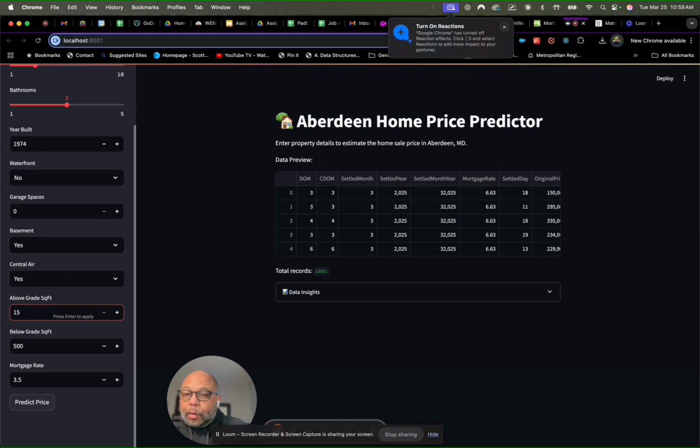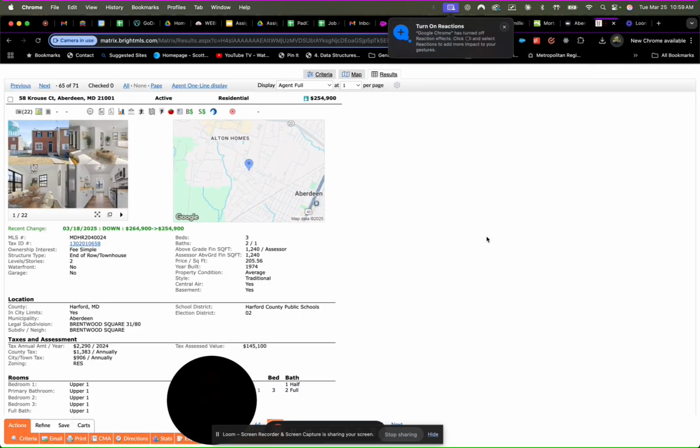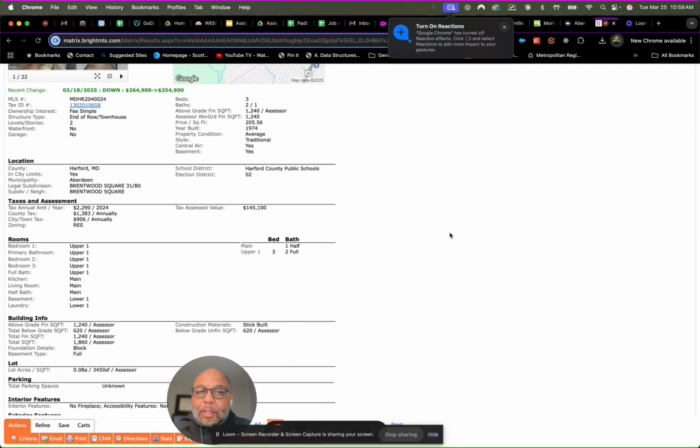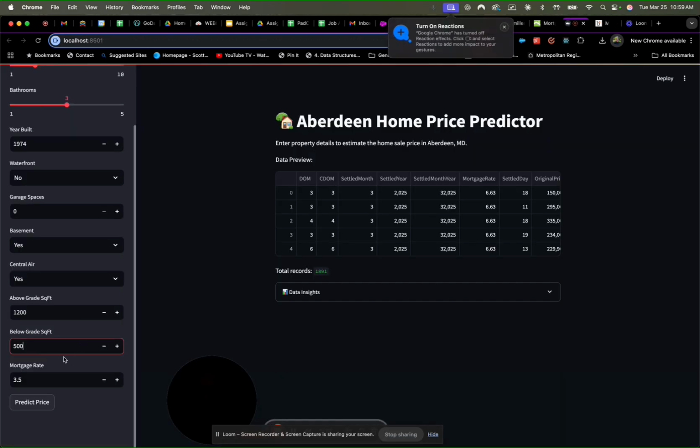This is about 1,200 square feet, I believe, and 600 below grade. So you have 300 or 600 square feet for each floor, I believe. Let's double check. Yeah, 620. And mortgage rates today estimated at about 6.8.